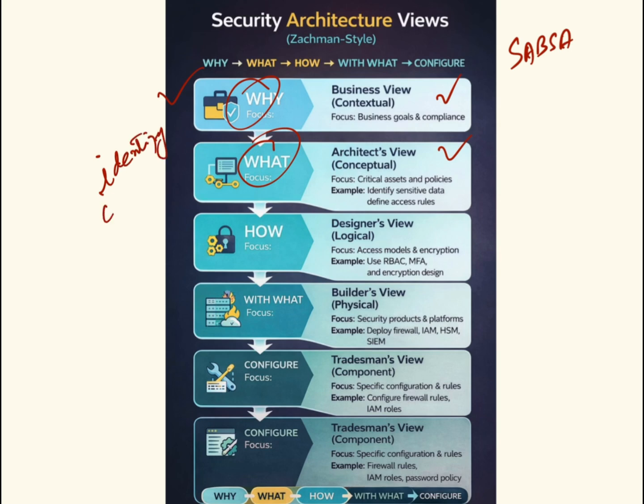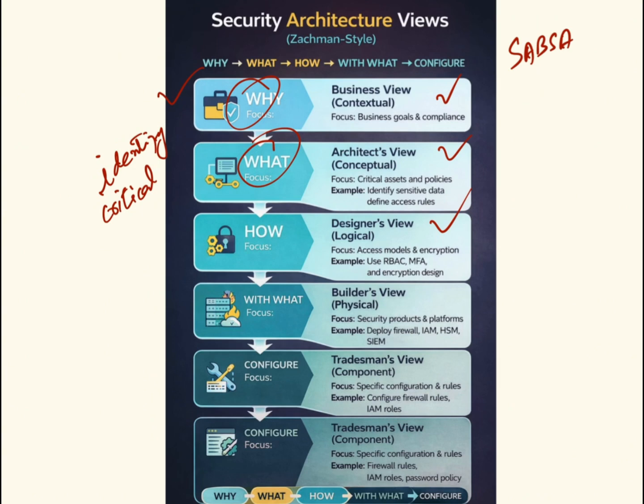So here we identify the critical assets and define access policies. Identify critical assets, define security policies, trust boundaries, security domains. So this is policy and principle level, not tools.